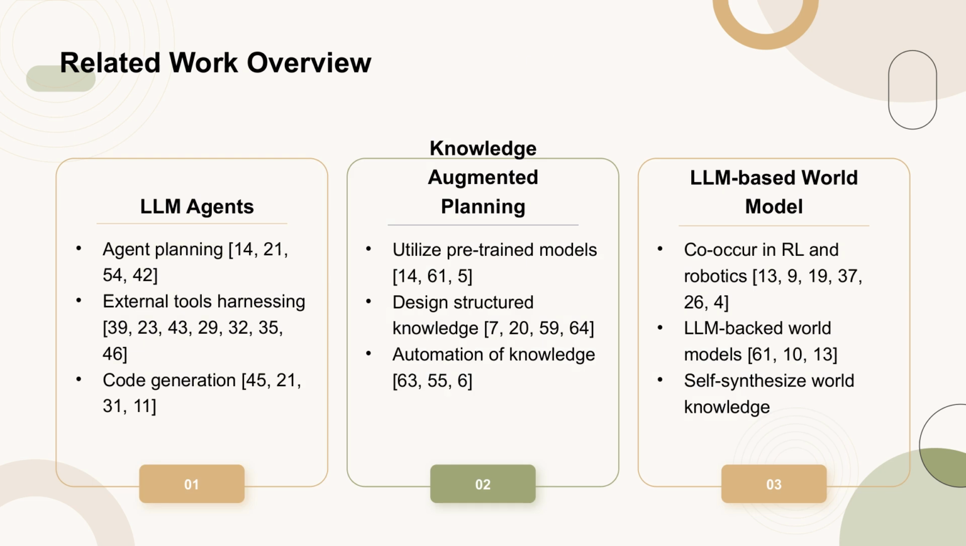In the field of LLM agents, existing works primarily focus on agent planning, harnessing external tools, and code generation. These approaches often lack an intimate cognition of the environment, leading to trial-and-error methods and potential hallucinatory actions. Knowledge-augmented agent planning is crucial for intelligent agents, with some works utilizing pre-trained models and designing structured knowledge to regulate actions. However, these methods often require manual design and are challenging to transfer across different environments. LLM-based world models are common in reinforcement learning and robotics, with LLMs being proposed as powerful world models. In this paper, we aim to self-synthesize world knowledge to assist agent planning, differentiating our approach from traditional world models.